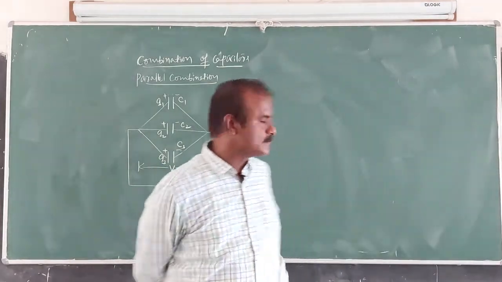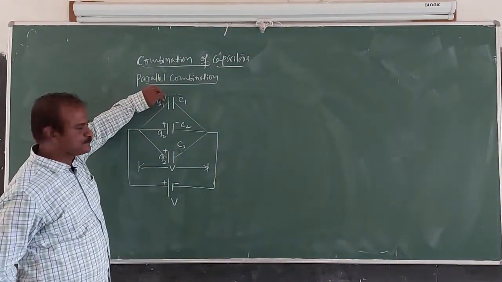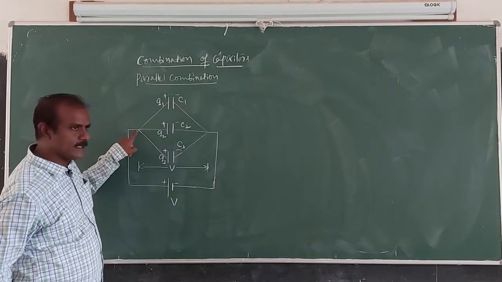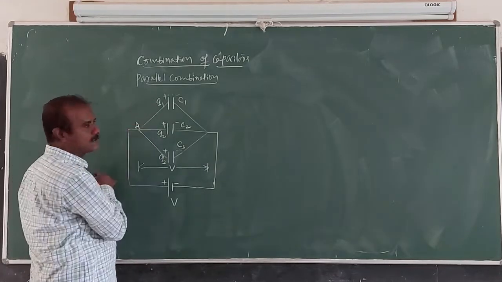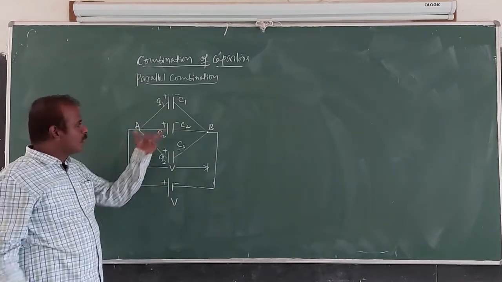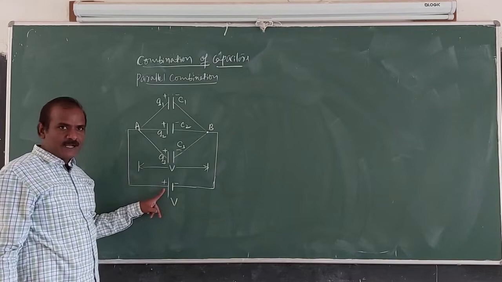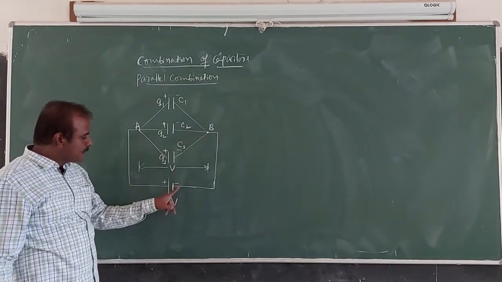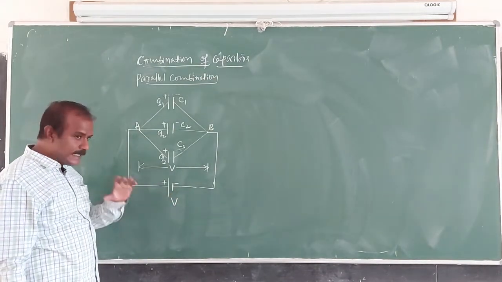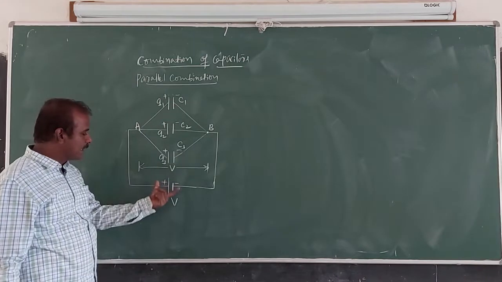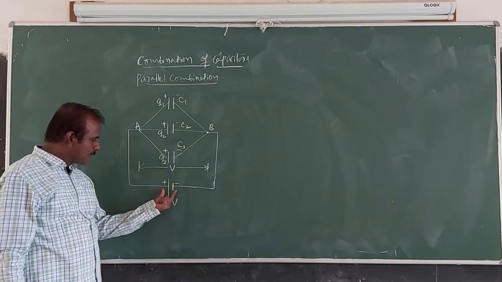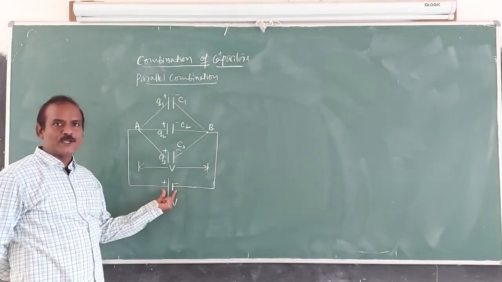Look at the arrangement. The positive plate of the first capacitor, the positive plate of the second capacitor and the third, positive plates are all connected to one end. So you can say A. All negative plates are connected to B. And what are A and B? A is connected to the positive polarity of the battery. B is connected to the negative polarity of the battery. Therefore, all capacitors are connected between the same 2 points, and those 2 points are connected across the positive and negative polarity.